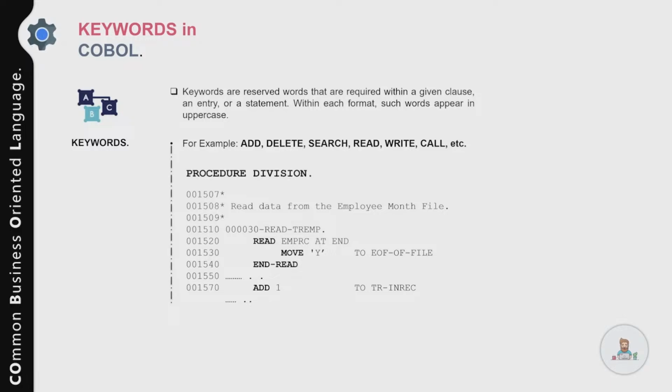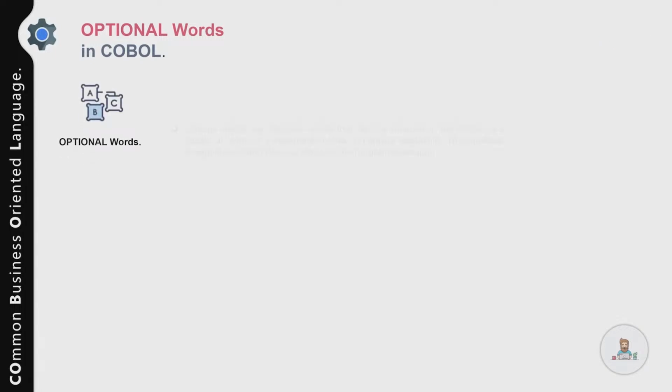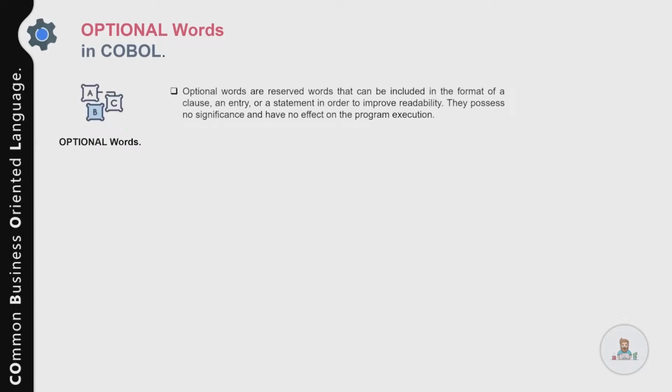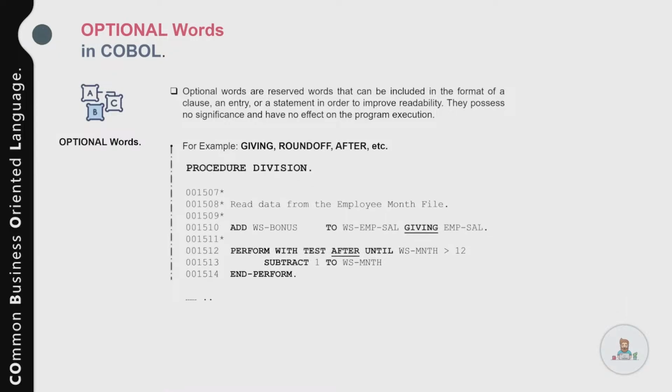So at this point, only remember that these are the important keywords and they have a specific meaning in your COBOL program. With the help of these keywords, you form syntax, and with the help of that syntax, you form your business logic. Now let's talk about the optional words in COBOL. By definition, optional words are reserved words that can be included in the format of a clause, entry, or a statement in order to improve the readability of the code. They have no effect on the execution of the program.